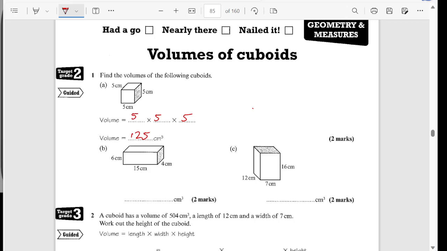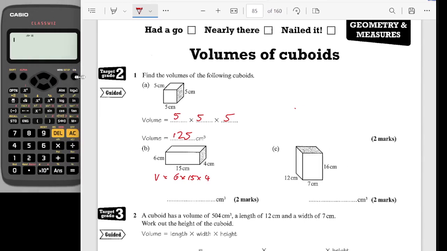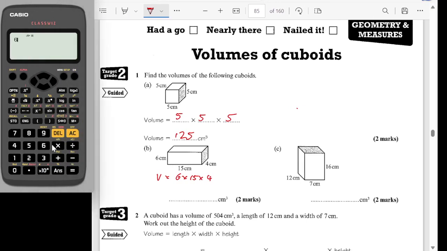And for the next one we've got a cuboid, and so the volume of this is going to be 6 times by 15 times by 4. And we will bring in our calculator. We are capable of doing that, but 6 times by 15 times by 4 is going to give us 360.